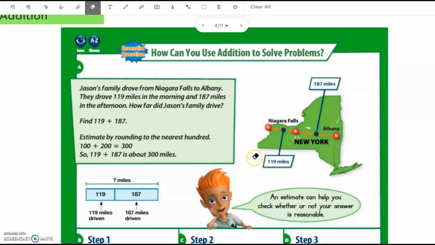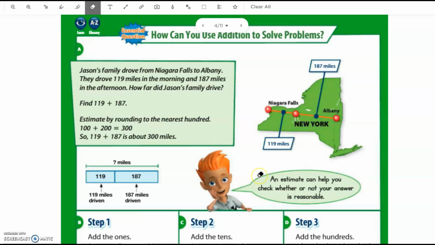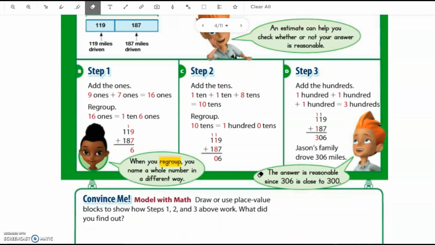We're going to continue looking at addition for the next couple of lessons. Please make sure that you are either in your book or you are on Classkick following along. Let's go ahead and get started.